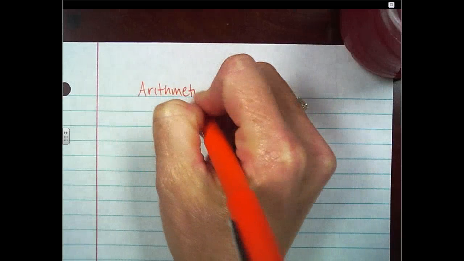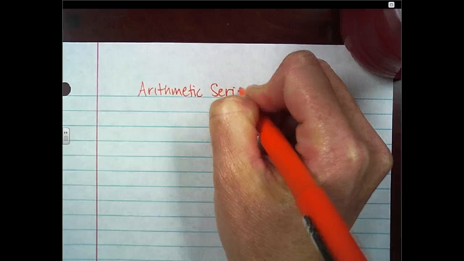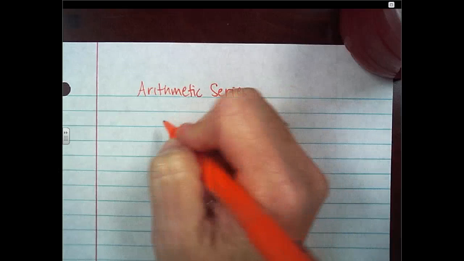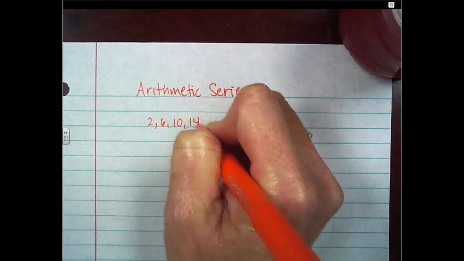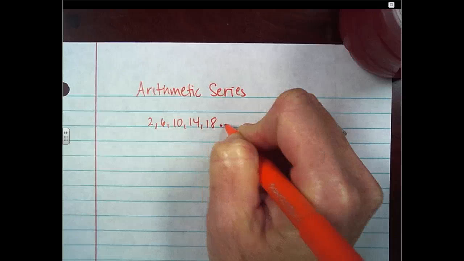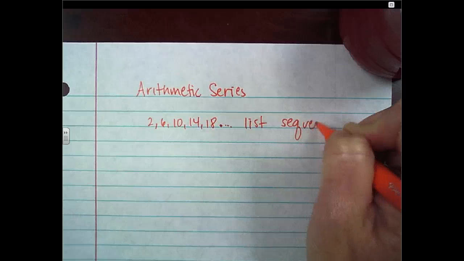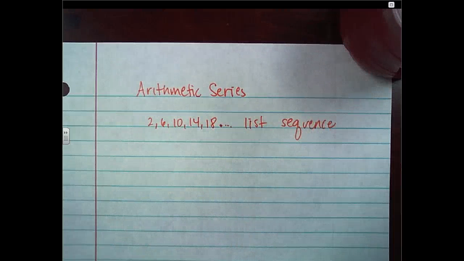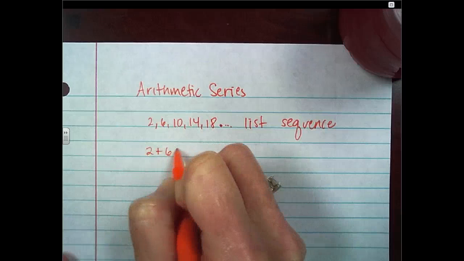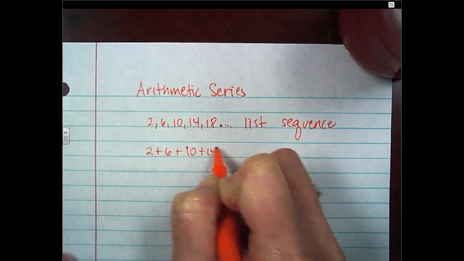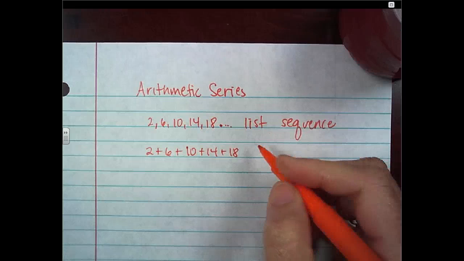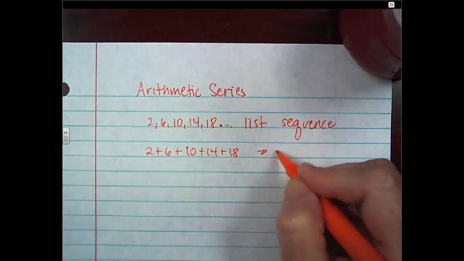Alright, so today's notes is arithmetic series. Before, we did sequences, and they would be, for example, 2, 6, 10, 14, 18. Guys, it's just a list, and it's called a sequence. But if you put a plus in the middle of each term, they call this a series. That's the only difference.